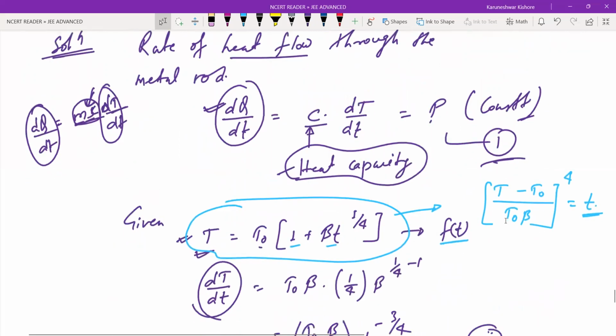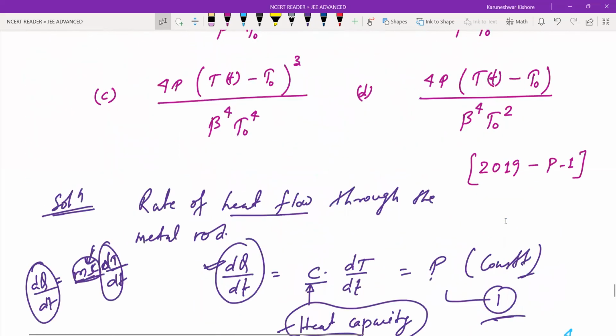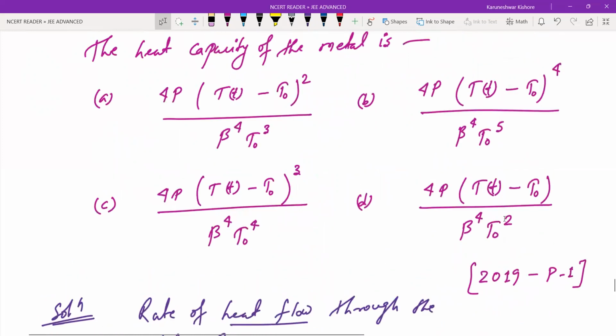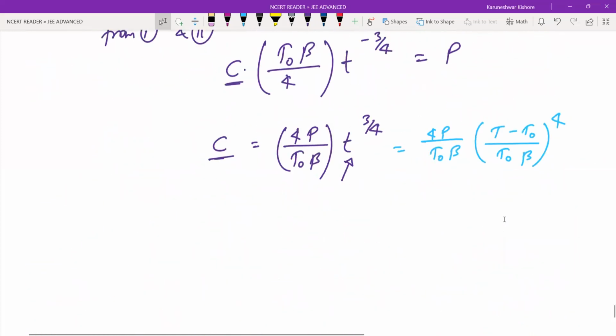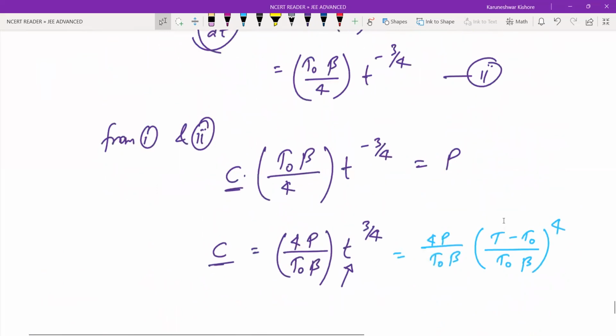You can see here which option we are having. This matching option, you can check it out, and see if there will be any simplification. So from this relation, you can see this option we are having. It will be 4p divided by T naught times beta, then T to the power 3 by 4. So once you go for 3 by 4 here, this is 4, this should be the power, and this power will be 3 by 4. So this 4 and 4 get cancelled out.